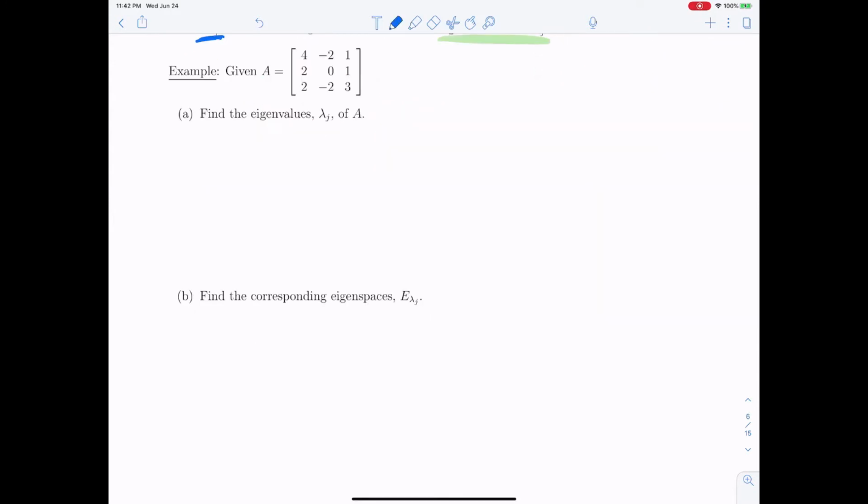So suppose that A is given by a 3 by 3 matrix. Then we have A minus lambda I equals 4 minus lambda, negative 2, 1; 2, negative lambda, 1; 2, negative 2, and 3 minus lambda. So let's pause the video and try to find the eigenvalues and the corresponding eigenspace of the given matrix. Okay, so let's solve this problem together.